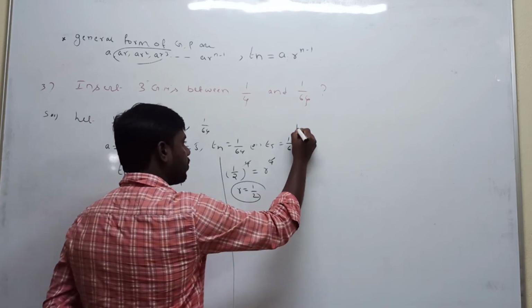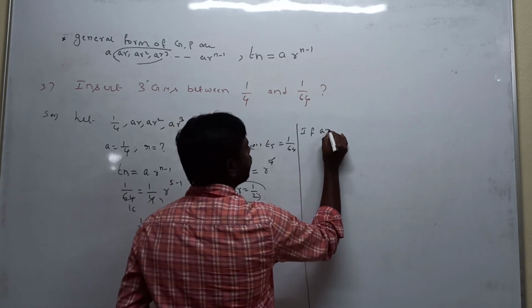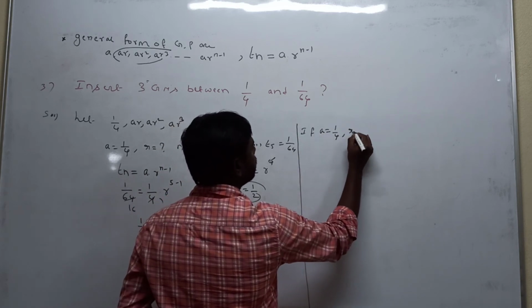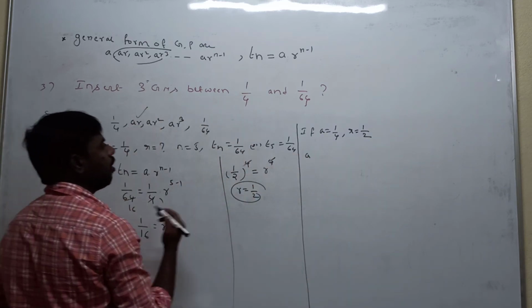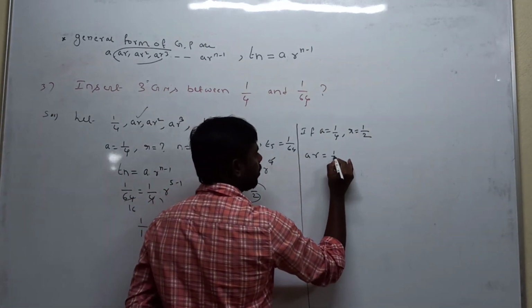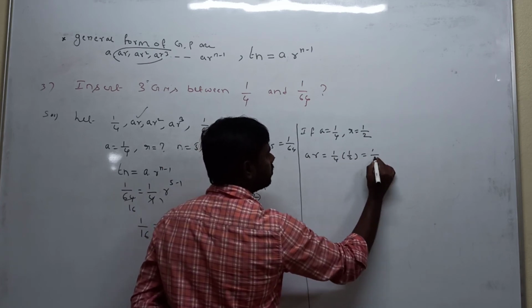Now you can substitute these values. A is equal to 1 by 4, R is equal to 1 by 2. What is the first element we are assuming? AR. AR is equal to 1 by 4 into 1 by 2, which is 1 by 8.